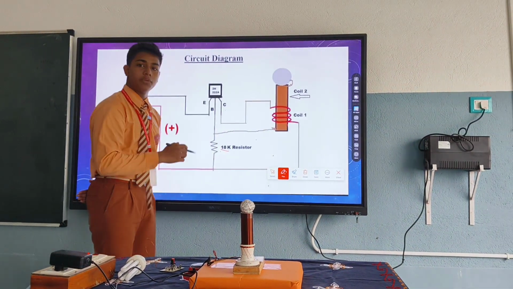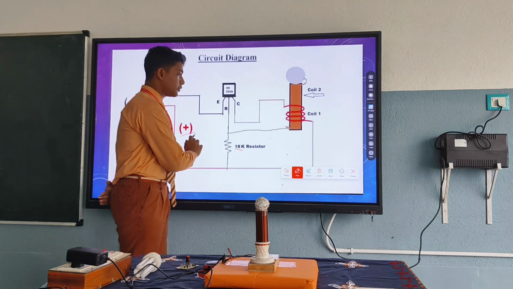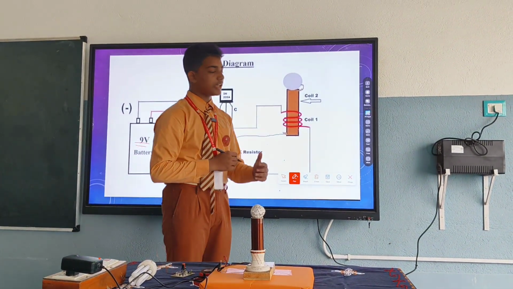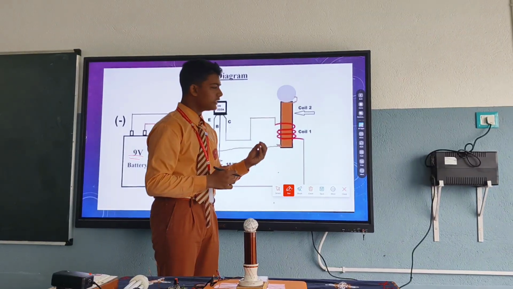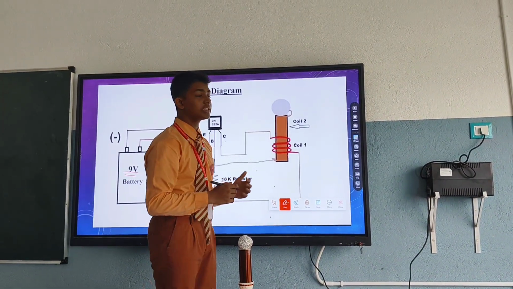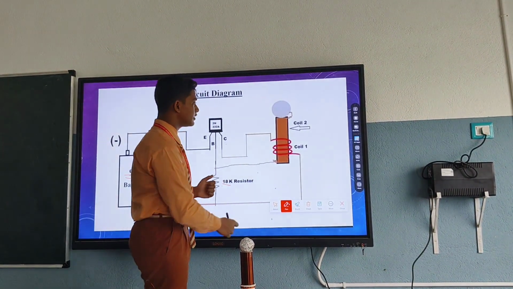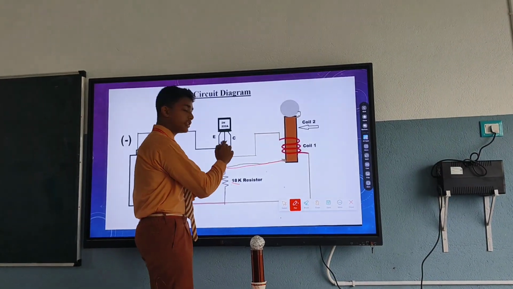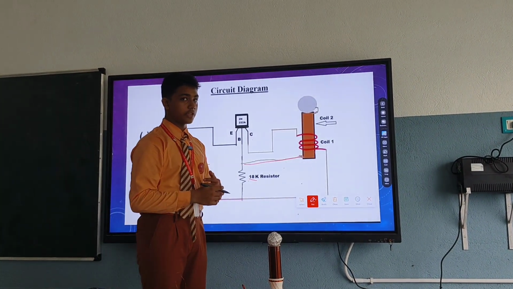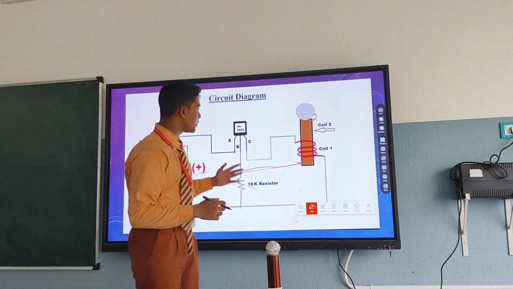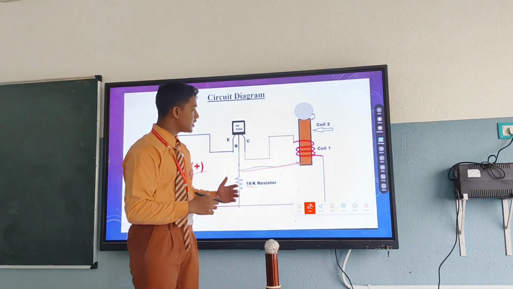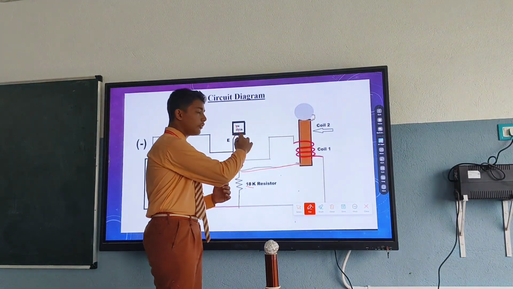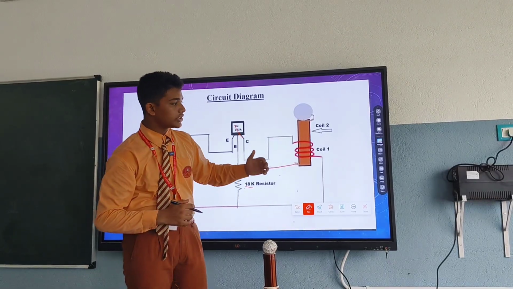So what happens is that when current flows from the positive terminal to coil 1, it induces a magnetic force in coil 1 which in turn induces a charge or a voltage difference in coil 2, which is the secondary coil. As coil 2 is connected to the base of the transistor, it develops a voltage difference, and this voltage difference flows to the base of the transistor, and thus it makes the transistor saturated, and as the transistor becomes saturated it cuts off from the circuit.